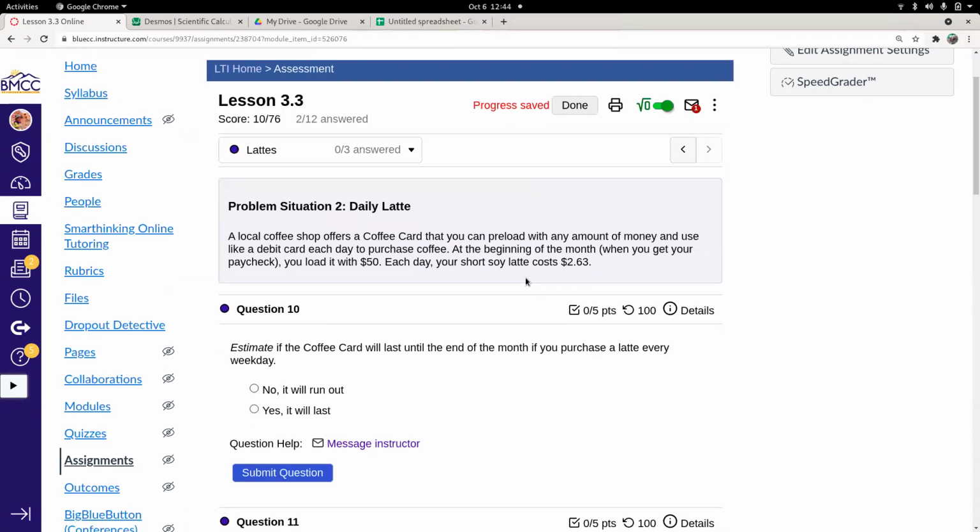Estimate if the coffee card will last till the end of the month. Every weekday. Oh, I'm not getting them on weekends. I guess I get to sleep in on weekends. Cool. All right. Estimate. Let's make a guess. All right. So 2.63 is like 2.50. So 2 days would be $5, every 2 days. And how many weekdays? There's like 4 weeks in a month. 4 times 5 is 20. Every 2 days would be 10.